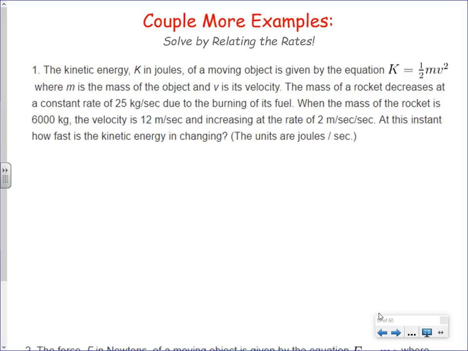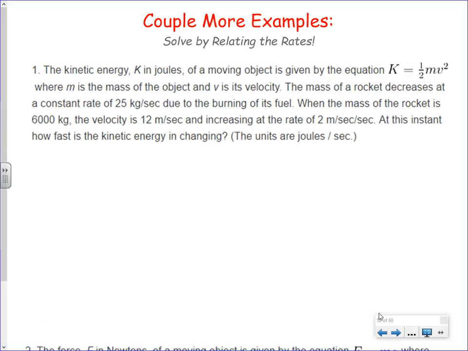When the mass of the rocket is 6,000 kilograms, the velocity is 12 meters per second and increasing at the rate of 2 meters per second per second. What's per second per second? Well, acceleration, meters per second squared. The guy I got it from was typing in a program and imported an equation for that one, but then just said per second. At this instant, how fast is the kinetic energy changing?